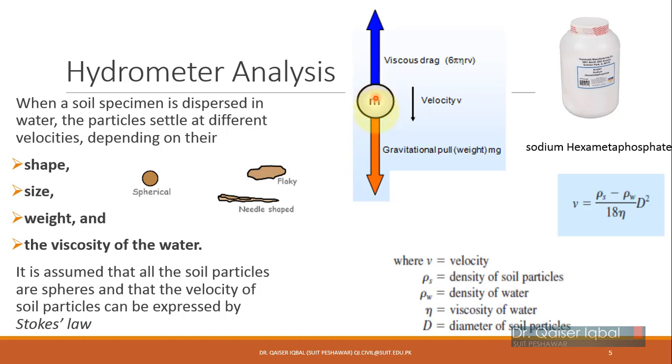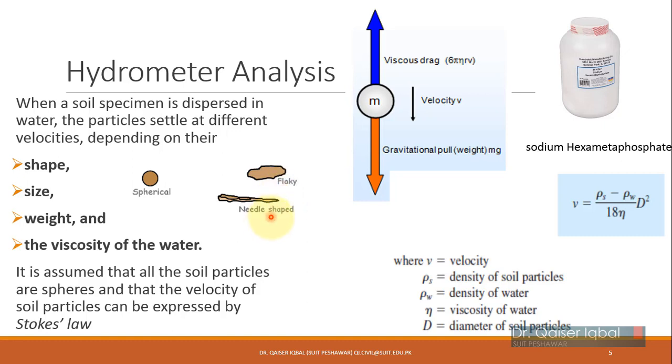Now their downward movement will depend on their shape, whether it is spherical, okay, or any other shape. Usually I've considered a spherical shape over here, and we will assume it to be spherical, but actually the soil particles, especially clay particles, which is the purpose of the hydrometer analysis, are flaky or sometimes needle shaped.